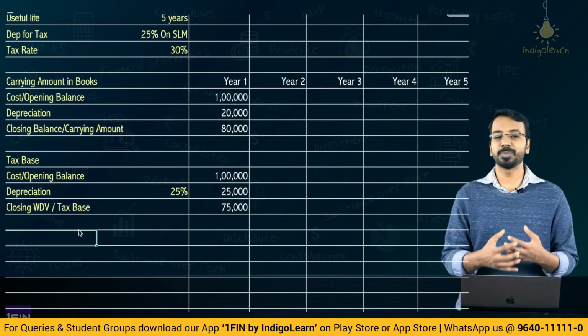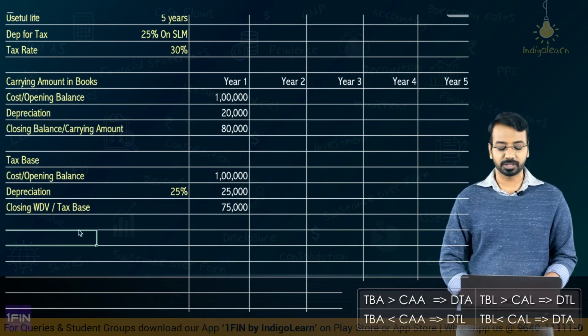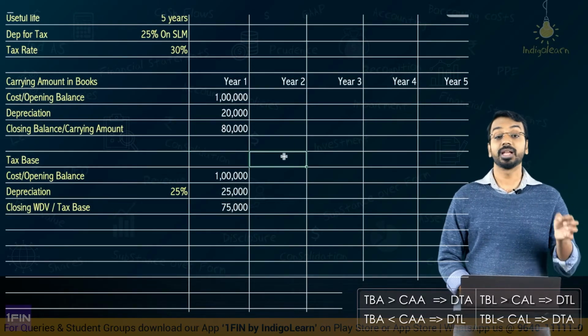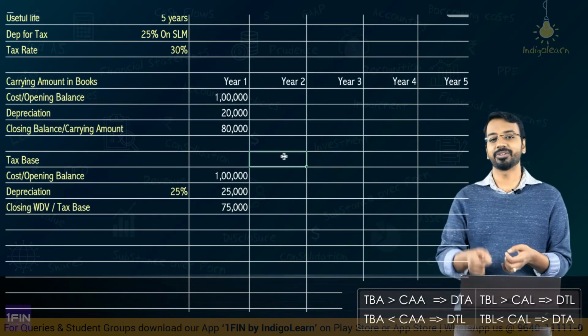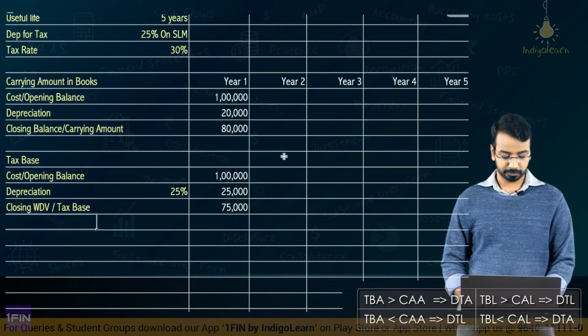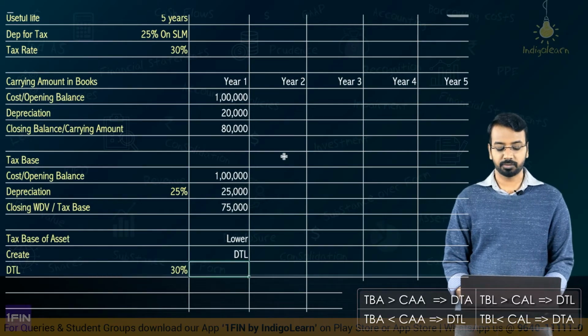Now here, tax base of the asset, is it greater than the carrying amount or is it less than the carrying amount? If you see, 75,000 is the tax base, 80,000 is the carrying amount. So, tax base of the asset is lesser. And if the tax base of the asset is lesser, we create deferred tax liability. So, lower, create DTL. So, DTL at what? 30%. 30% of the difference.